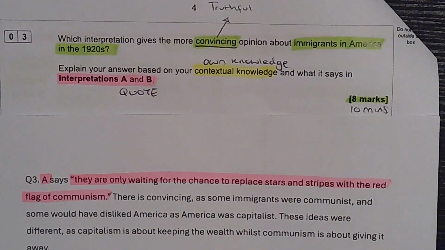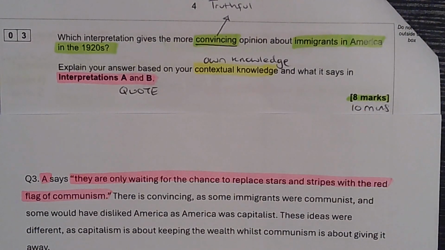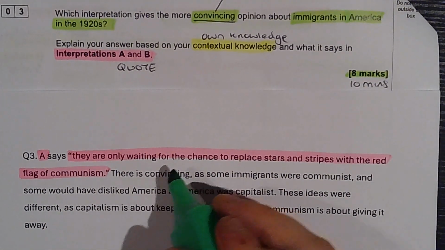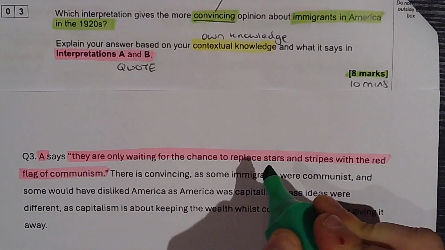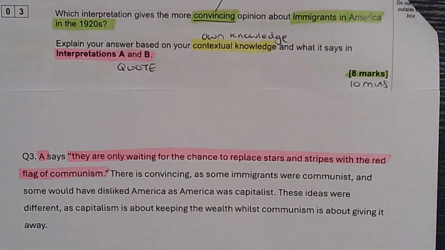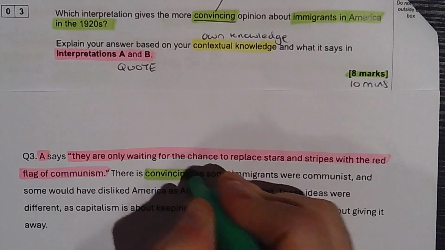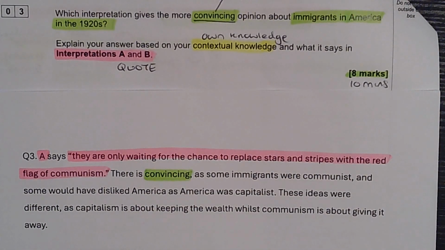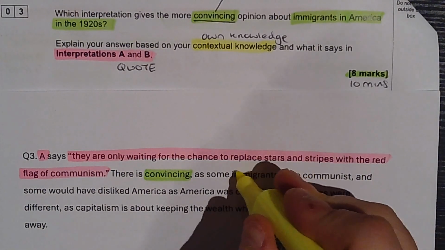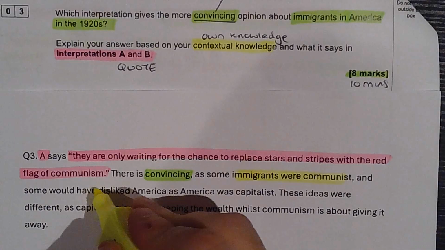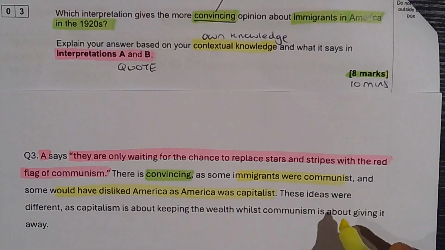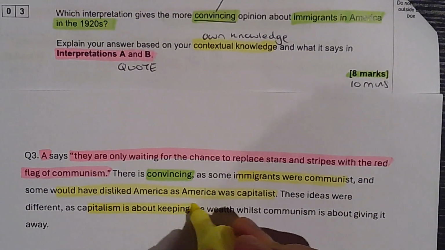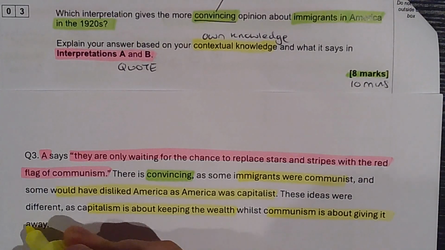Remember, the question is asking me about immigrants in the 1920s. So is it true or false about immigrants in the 1920s, that they were just waiting to basically make America communist? I've said, well, I know it's convincing. That's my answer. I know it's truthful. Now I need to back that up with some of my own knowledge. I've said that some of the immigrants were communist, and some would have disliked America as America was capitalist. These ideas were different, as capitalism is about keeping the wealth, whilst communism is about giving it away.